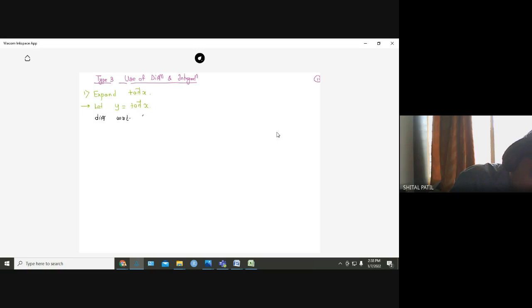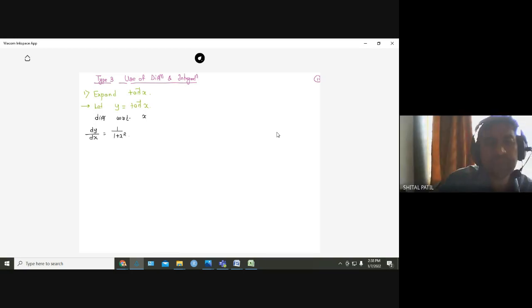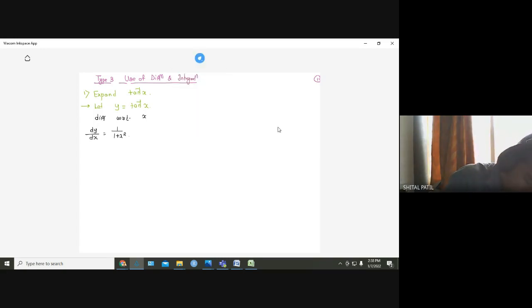with respect to x. So what is dy by dx? What is the derivative of tan inverse x? 1 upon 1 plus x square, absolutely. Then we know the formula of 1 upon 1 plus x. So let me write this, I'm writing it in terms of t. So 1 upon 1 plus t. What is the expansion?